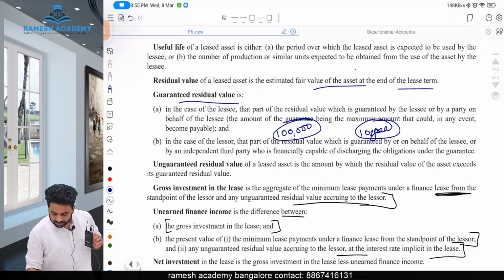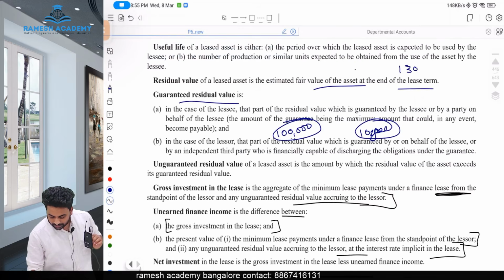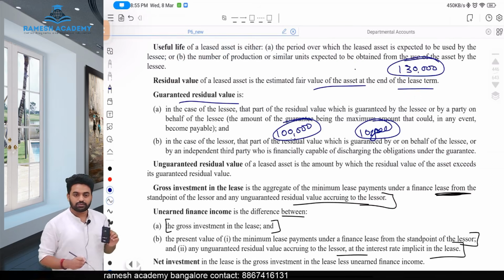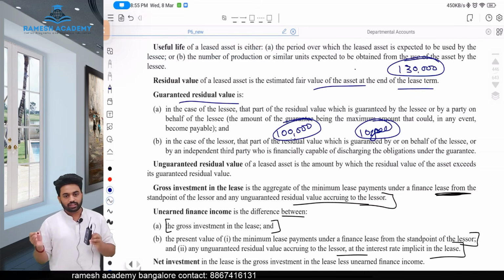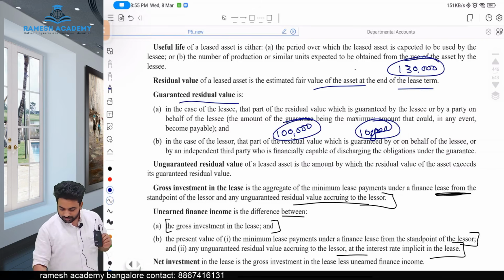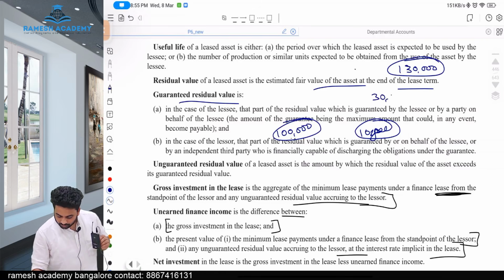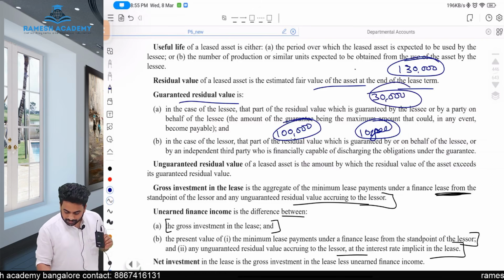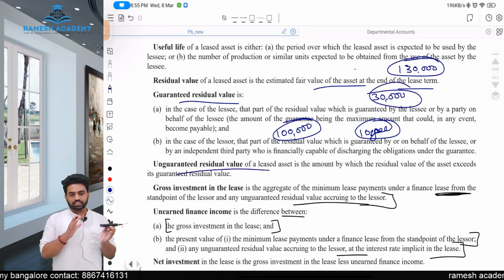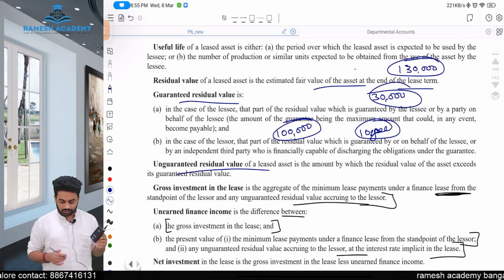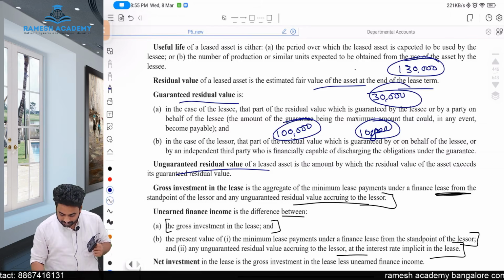Let us assume you estimated your residual value as 1,30,000. The guaranteed residual value which is given by the lessee or on behalf of him by someone else is 1 lakh rupees. Then the 30,000 is called unguaranteed residual value. That is, the difference between residual value and guaranteed residual value is called unguaranteed residual value.